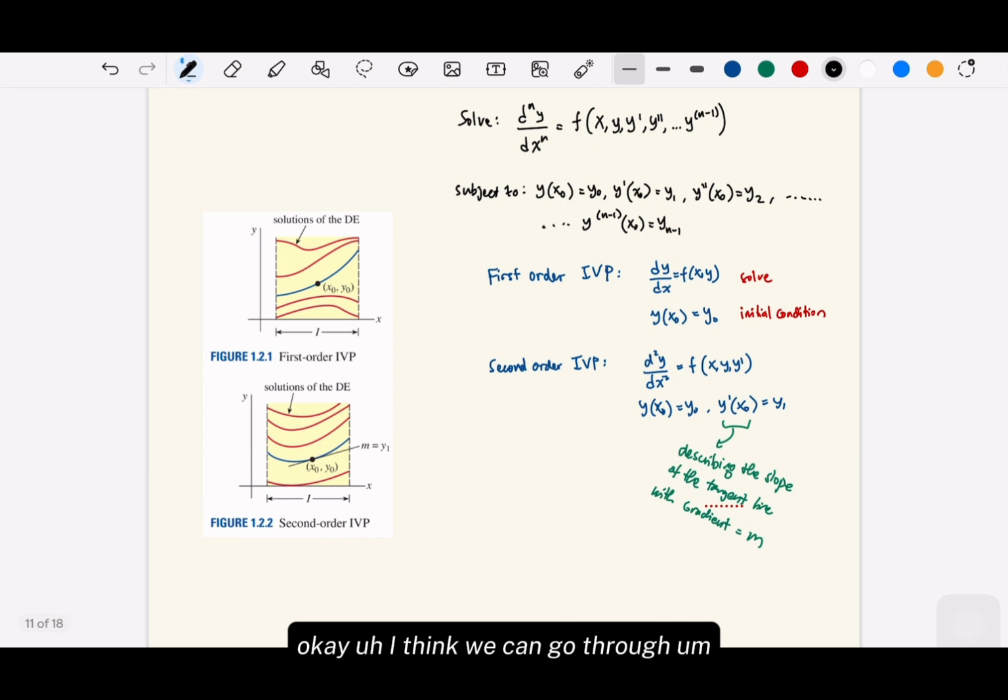I think we can go through the example for this IVP later, which is just to verify some solutions to some differential equation. I think we can do that later on when we also have the techniques to solve.